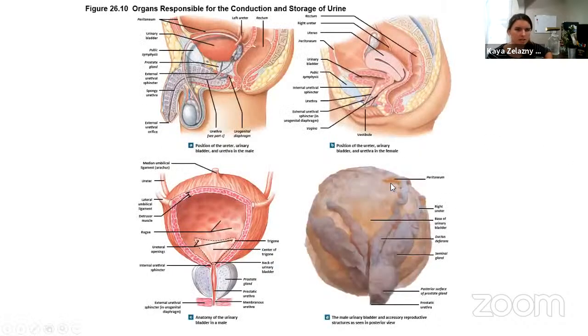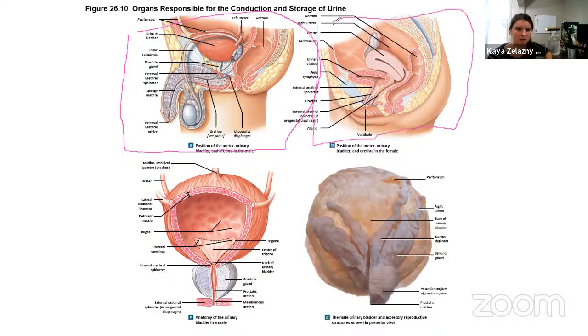So here we can just see the comparison of everything kind of together, right? So here we see our male over here. Here we see the female. Here we see the bladder and prostate in a male, just to demonstrate why that tube has to be longer, where it's going. Okay. And here we see some of those structures if we actually looked at them in section.